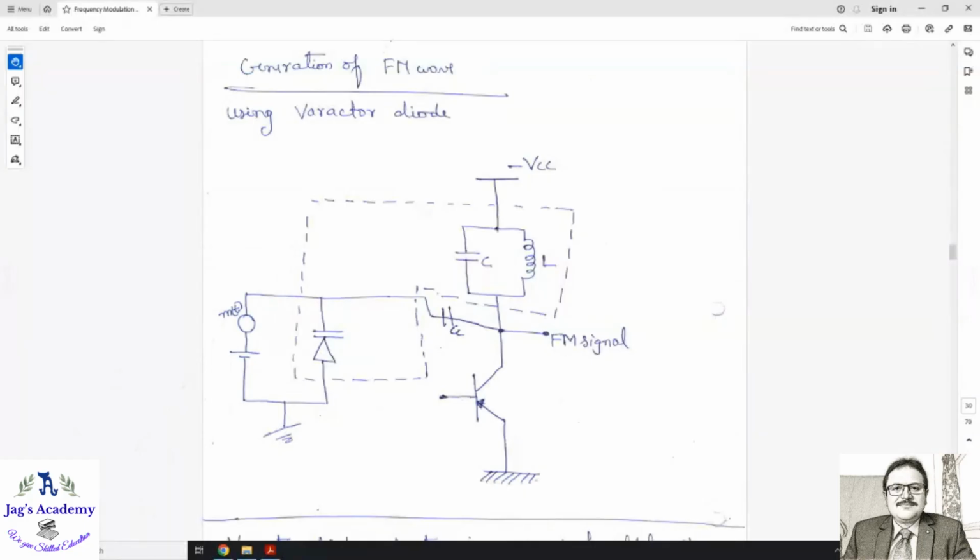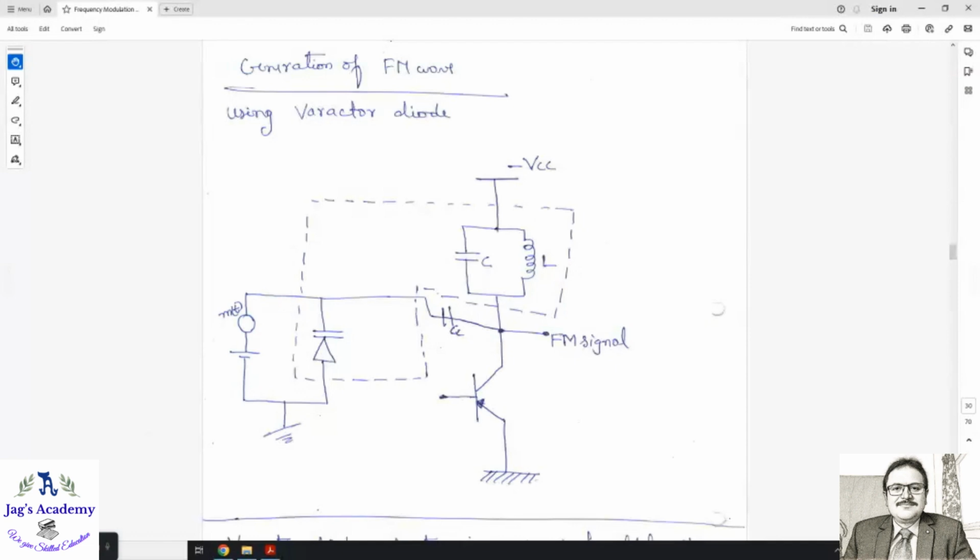About FM generation. We have seen the theory so far. You all know about it, right? We have seen bandwidth, the equations, and the spectrum. Now, today we'll see how to generate an FM wave. That means, what is the circuit required to generate an FM wave?